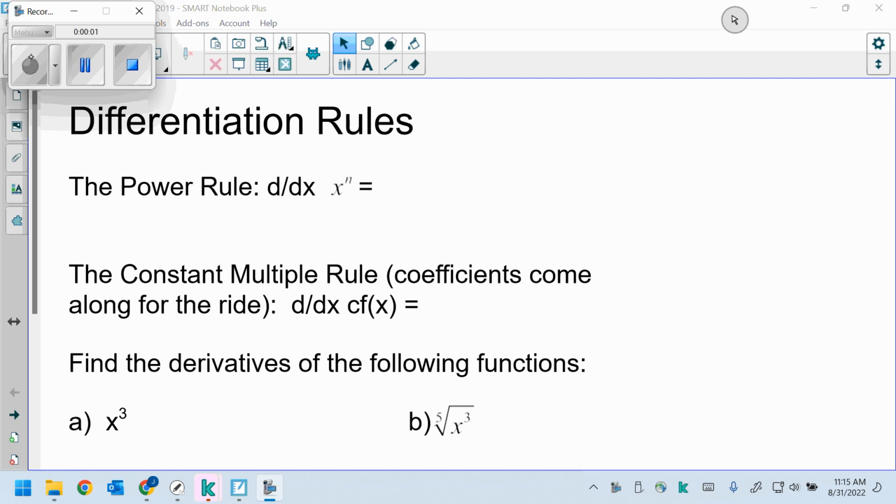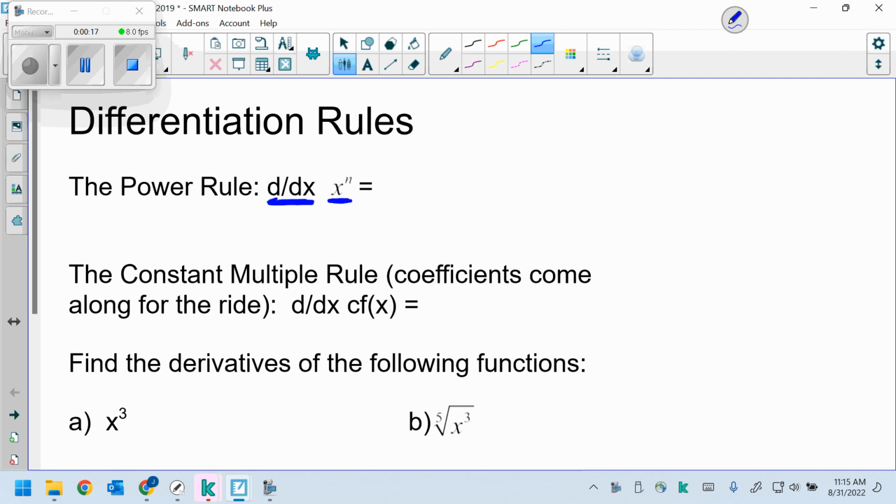All right, today we're going to find the easier ways of finding derivatives rather than using the definition of derivative. And the power rule is the one we're going to use most often. The power rule says this: if you want to find the derivative, remember that notation, of x to the n, where n is some number, all you do is bring that n around front and multiply by x, and make that exponent one smaller.